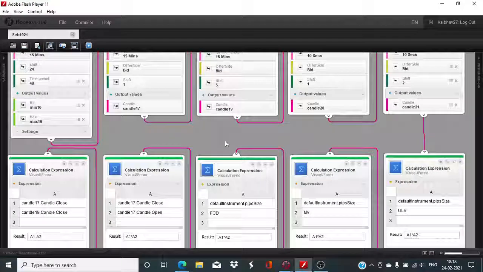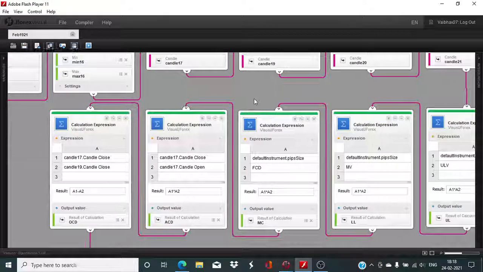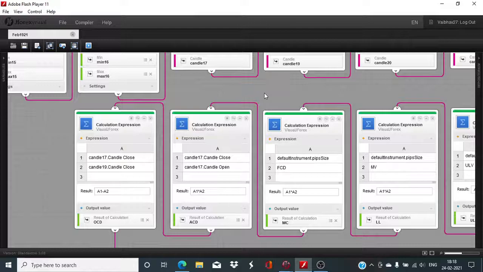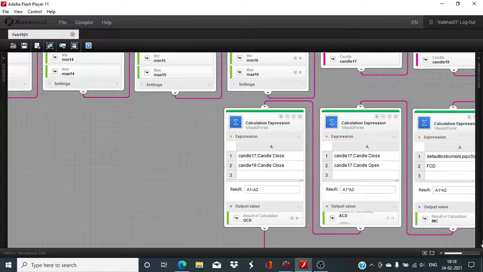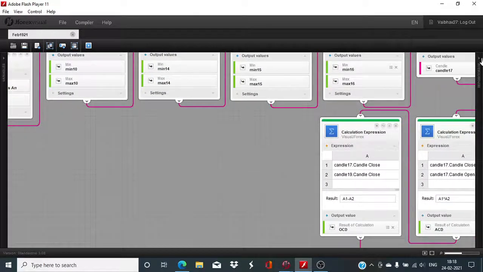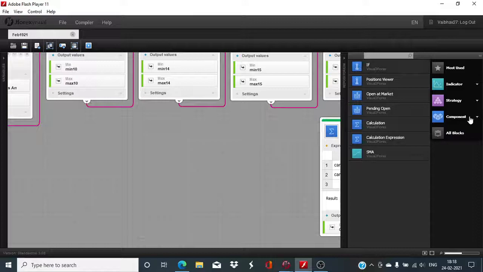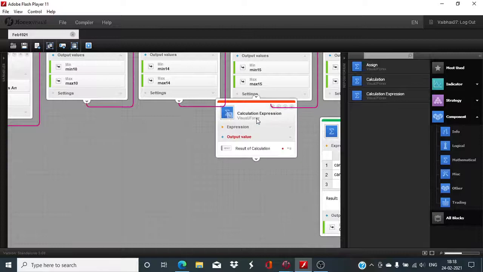Then candle 17's opening and closing difference should be at least 3 pips. That means there should be enough price momentum, and to make sure that is the case, we have defined this condition. So in today's session, I will need to look at the differences of the closing values, and for that I will have to take into consideration the calculation expression block.